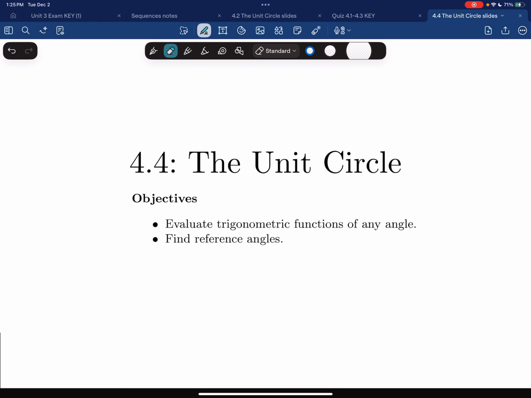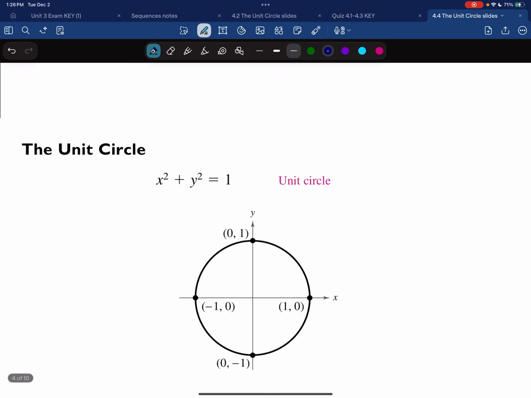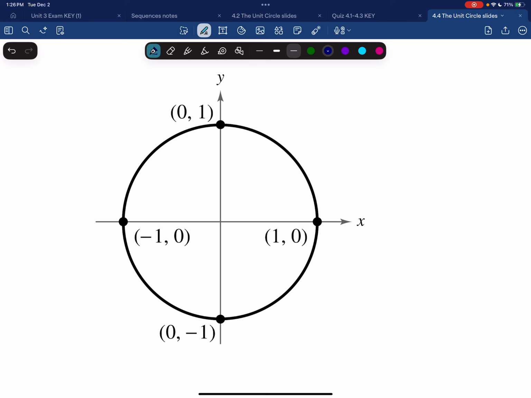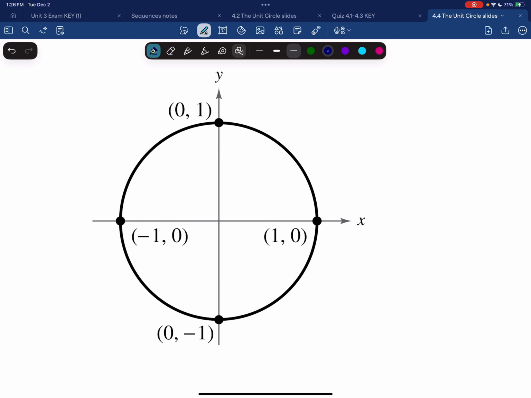Okay, gentlemen, our last lesson for the semester is going to cover the unit circle. So most of you have done this before. If not, that's okay. I'm going to show you how to construct it. And yes, on your assessment, you will have to construct a unit circle. So let's start with the basics. The unit circle is just a circle with a radius of 1 unit.